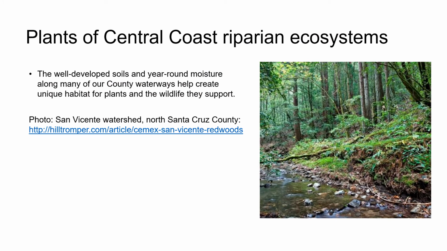The well-developed soils and year-round moisture along many of our county waterways help create unique habitat for plants and, of course, for the wildlife they support. By the end of this unit, you'll be able to describe the vegetation profile of the riparian corridor, and after the field trip, you'll also be able to identify the main plants of the local riparian woodland plant community.